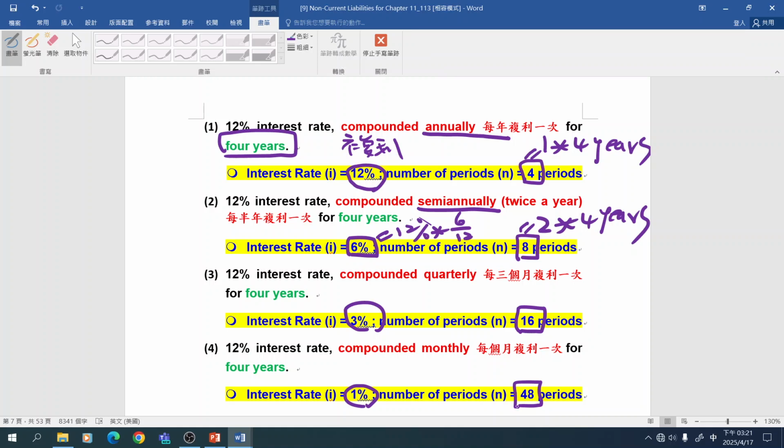You can look at the screen. See? So different compounding periods, you will get different N and different I. So please find out N and I first. After you find out N and I, then you can get the future value and present value by yourself.